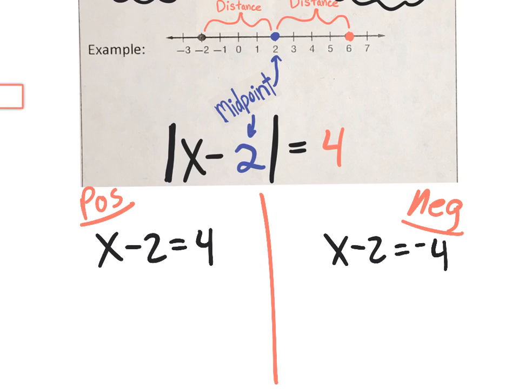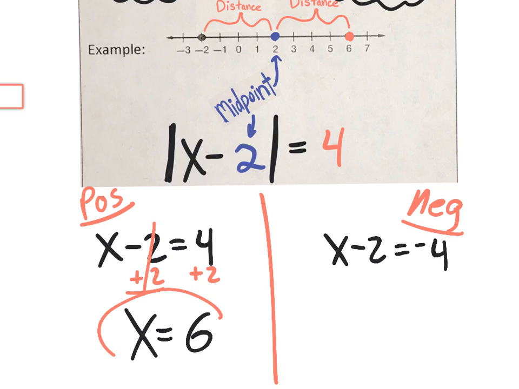Then you solve both. So you're going to go +2 here, +2 there. You're going to end up with x equaling 6. That is one answer. Now the other one, let's go with the +2 here, +2 there.